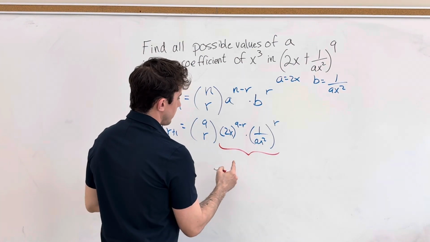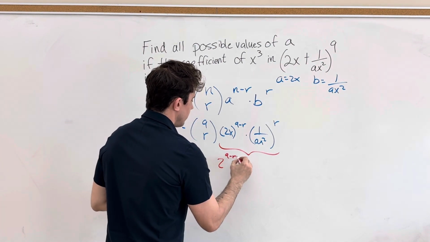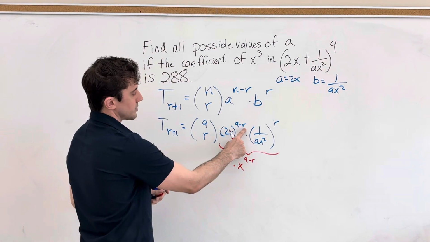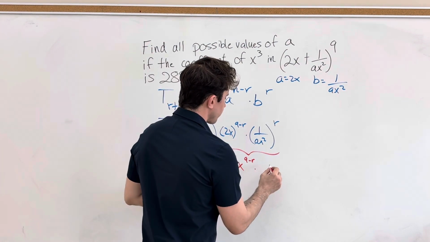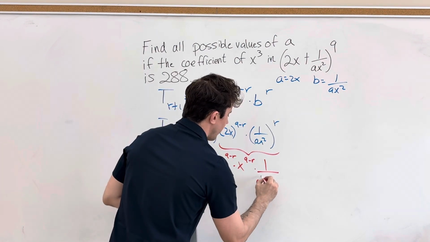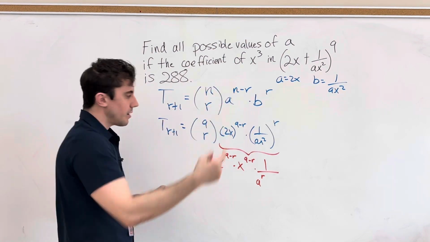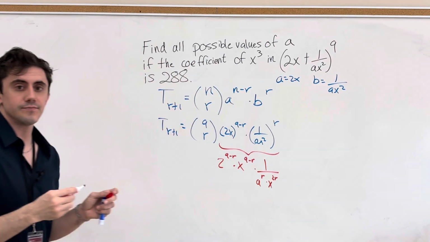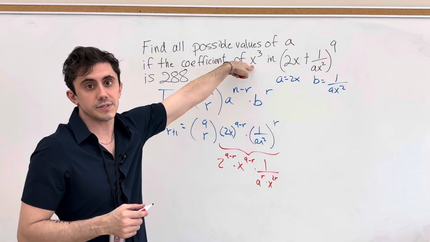So 2x to the 9 minus r means 2 to the 9 minus r times x to the 9 minus r, right? Our basic exponent laws: the 9 minus r hits the 2 and hits the x as a product, times 1 over the r again, we'll hit each part, so that'll be a to the power of r times x squared to the power of r. When we have a power to another power, we can multiply the exponents, and so that'll be x to the 2r, right? And we're looking for when this produces an x cubed, right?